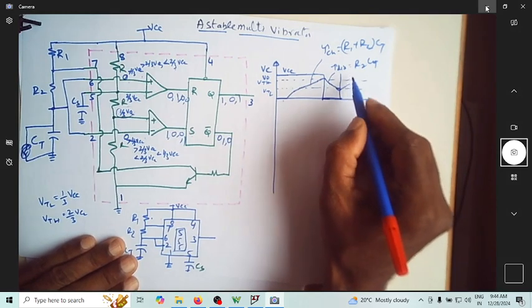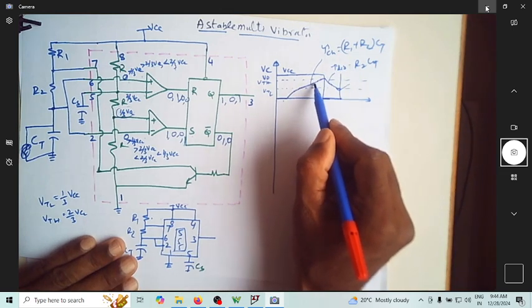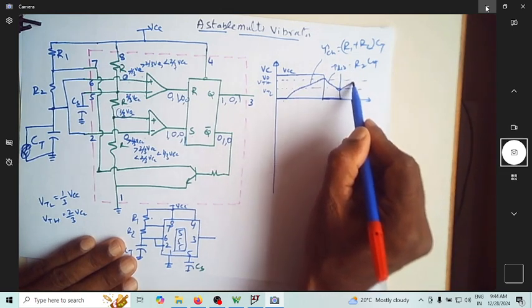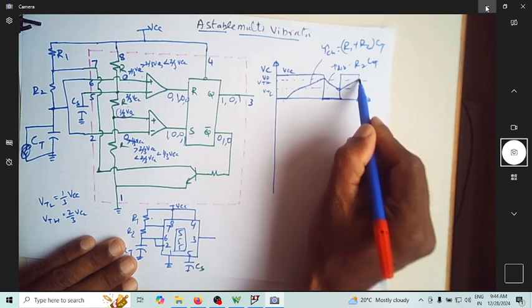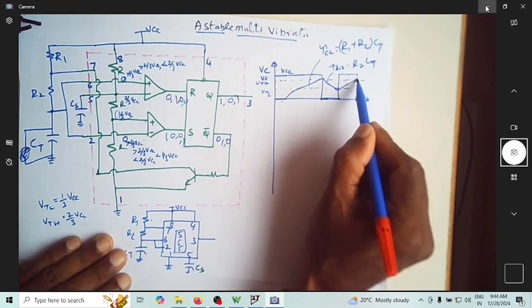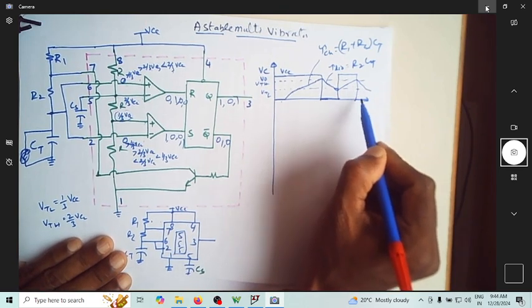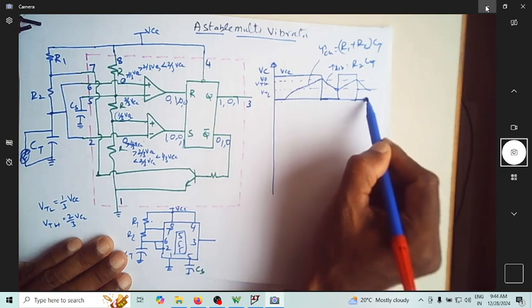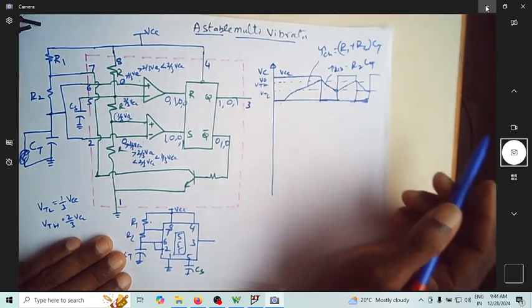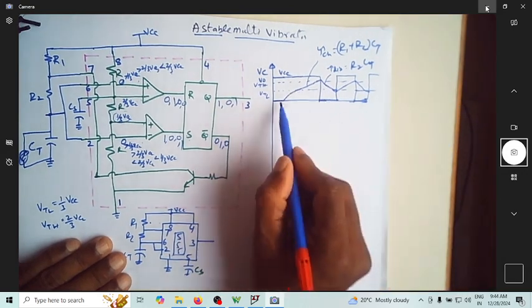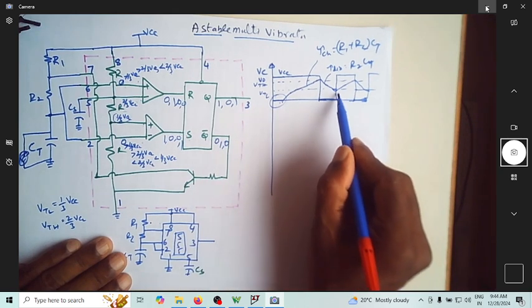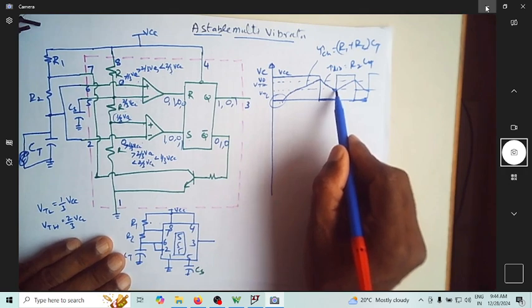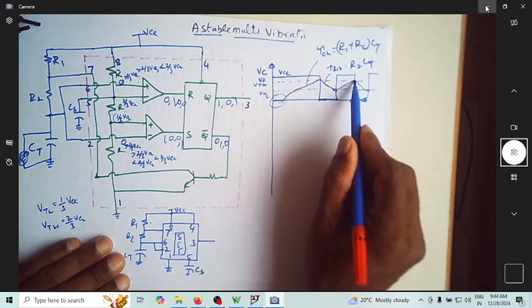So when it is charging again, it goes till VTH, and once it reaches VTH, the output comes down. Once it goes to zero, the capacitor starts discharging. Of course, it will go till VTL. When it crosses VTL, the output again goes to high. This repeats. Except for the first cycle where it is starting from zero, from the subsequent cycles the capacitor will go from VTL to VTH, and then from VTH to VTL.